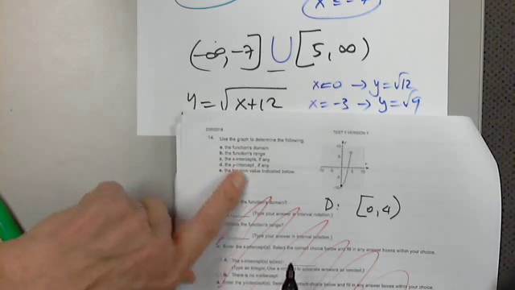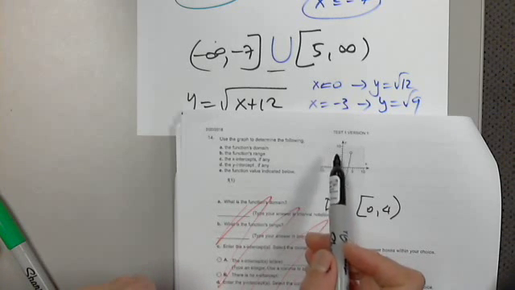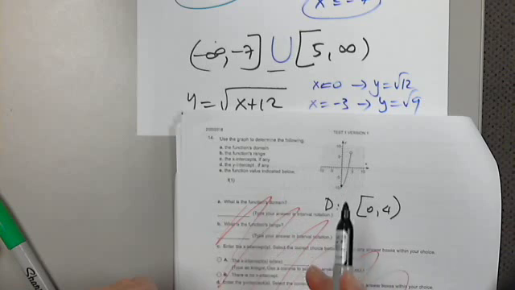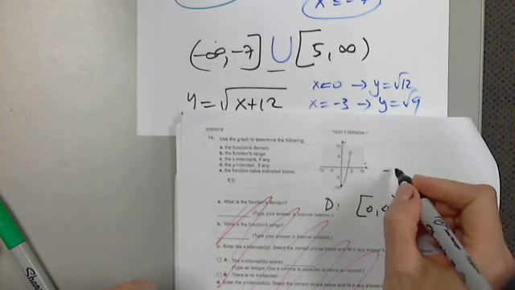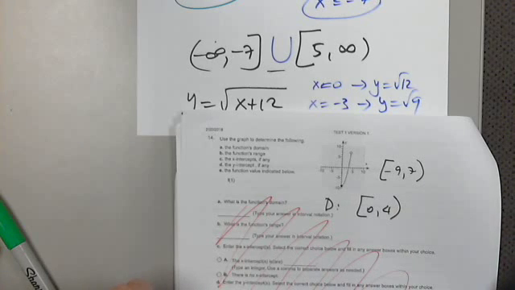Okay. What about the function range? Negative 9 to 7. Do we all agree? So we write negative 9 to 7, 7 with a parenthesis, and negative 9 with a bracket. I'll show you.